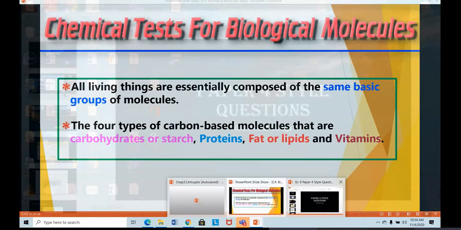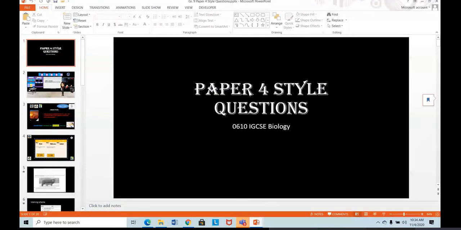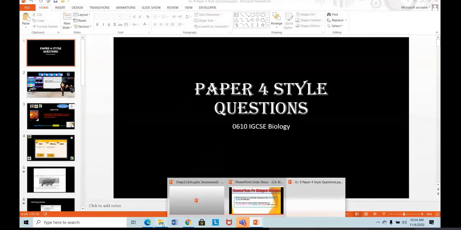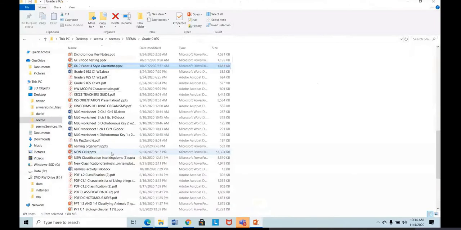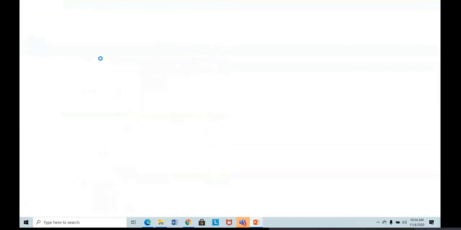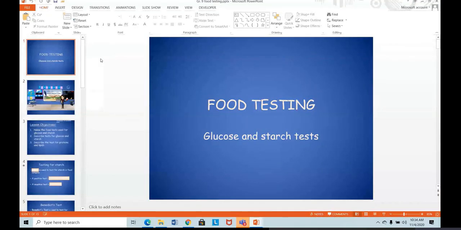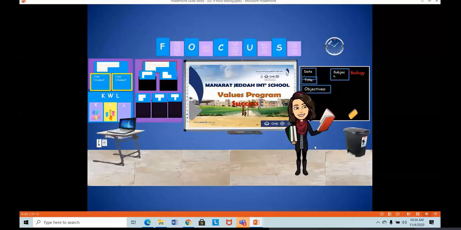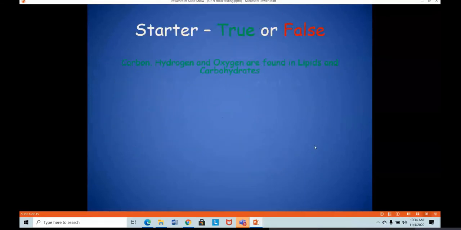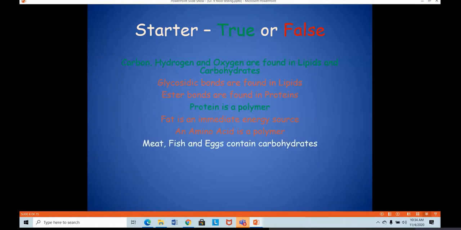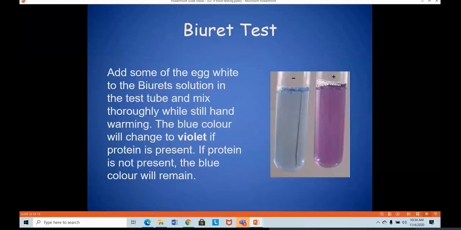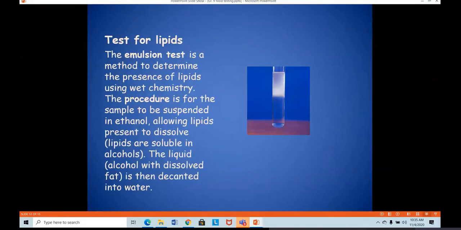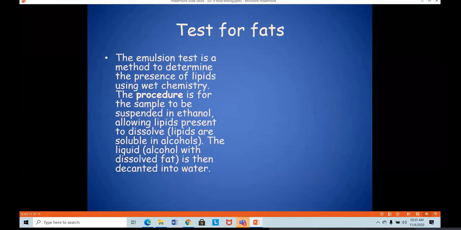So let's talk about the food test now. The tests which are conducted in order to check the presence of lipids in the food. This is our presentation for food testing. Let me take you to the page wherein we are doing the tests for the lipids. This is the Biuret test which we spoke about the last time, which is conducted for the presence of proteins in the food, and this is the test for the fats.